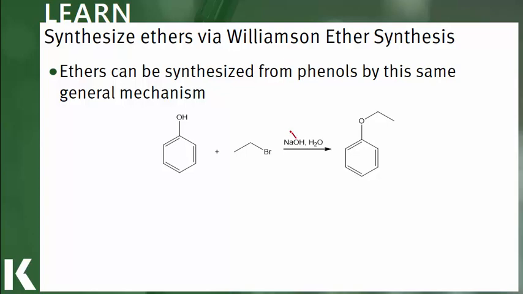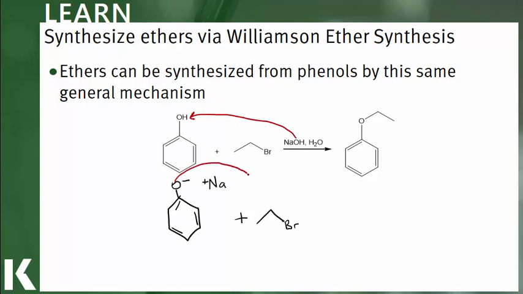A strong base will deprotonate the hydrogen on the alcohol, resulting in a molecule that looks like this, with a negatively charged oxygen interacting with the positive sodium ion. The nucleophilic phenoxide will then attack the positive carbon on the alkyl bromide. Again, this results in the ether plus a salt byproduct.